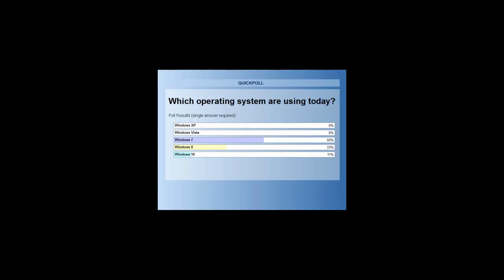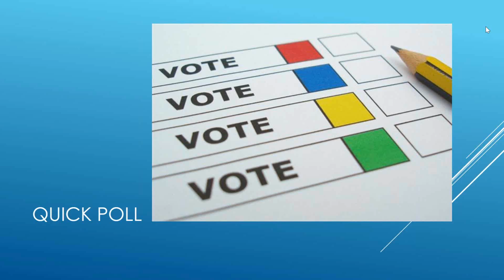So it looks like here that 56% of our attendees today are using Windows 7. It looks like about a third are using Windows 8, and then we just have a small number, 11%, currently on Windows 10. Great. So nobody using XP or Vista anymore. That's always good. And a few people with some exposure to Windows 10 already. Okay, so let's carry on here.